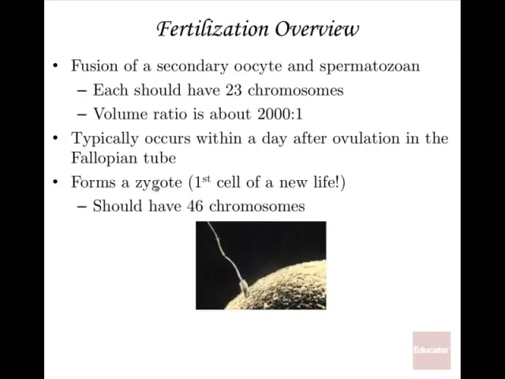And yes, a zygote is formed. Zygote is the term for the first cell of a new life, and that zygote should have 46 chromosomes if all is well. And here's an older micrograph of the surface of an egg cell and a sperm.